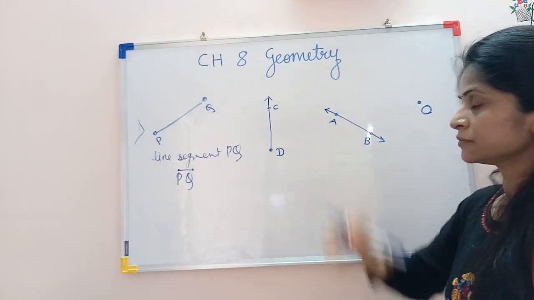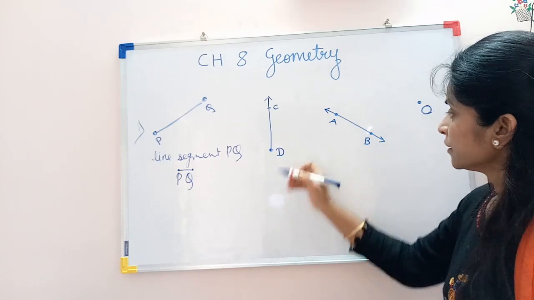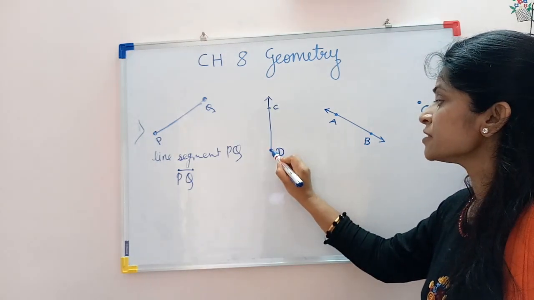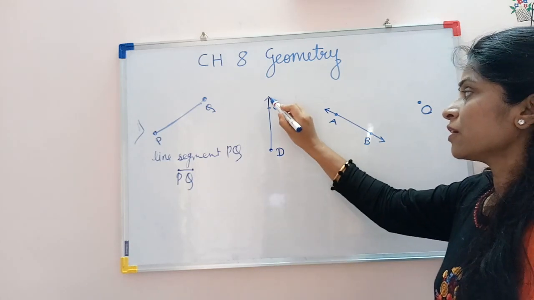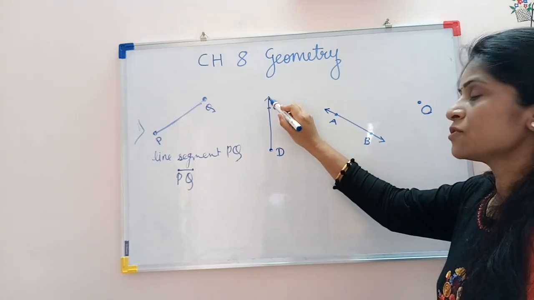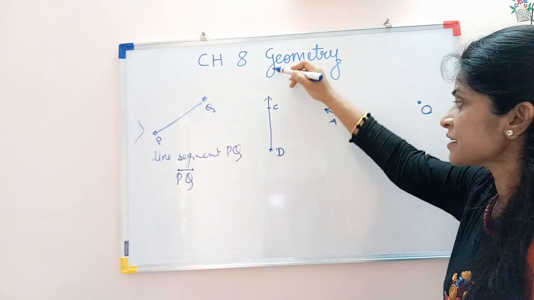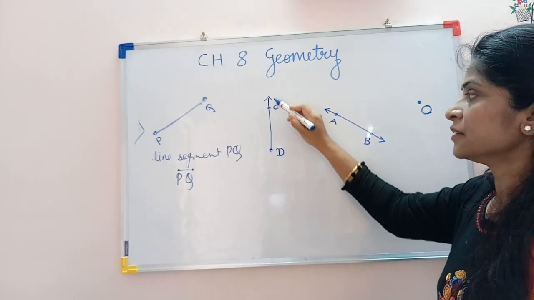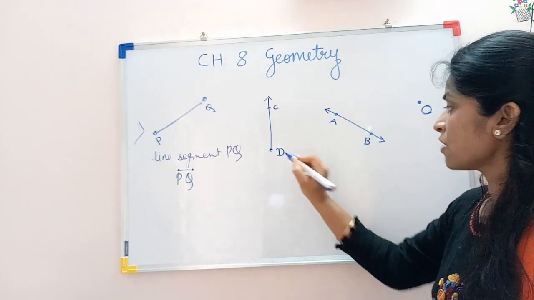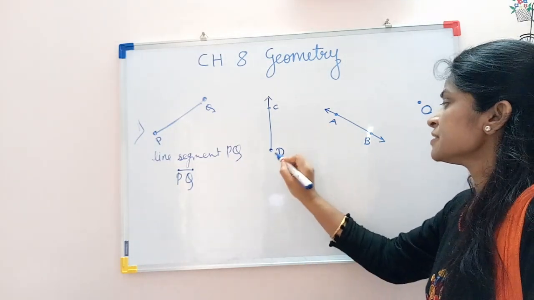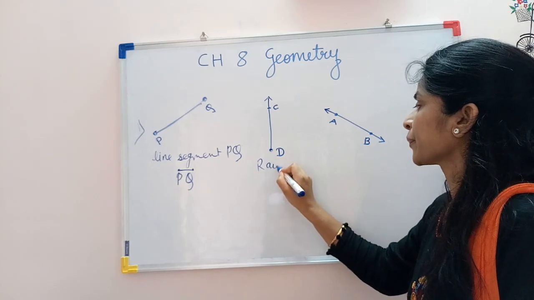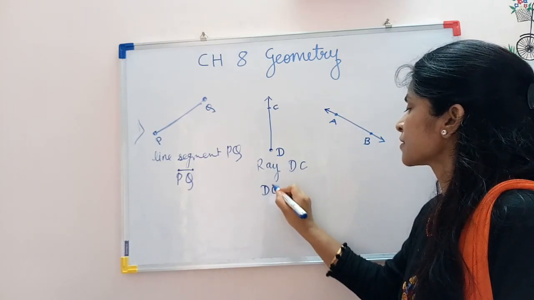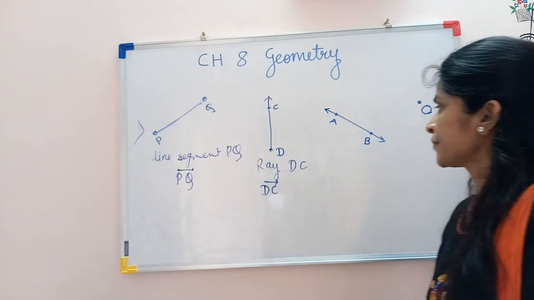Now the another figure. It is a part of line which has one endpoint, and on the other side it goes endlessly in one direction, having points C and D. It is nothing but the ray. And how do we read this? We read this as ray DC, or we can write it as DC with the symbol of ray on it.